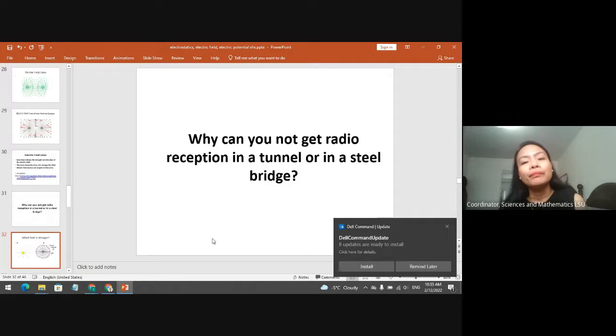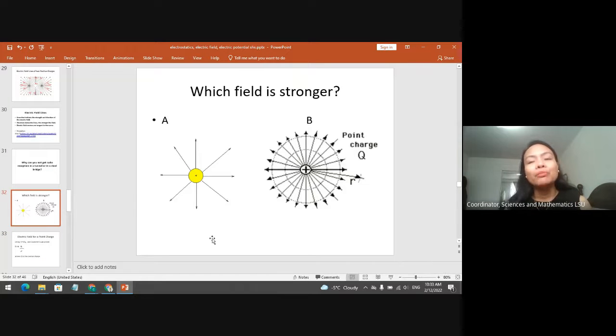We can determine which field is stronger by the number of lines. The denser the lines, the stronger the field. Between A and B, B has a greater number of lines, so that means it has a stronger magnitude of electric field.